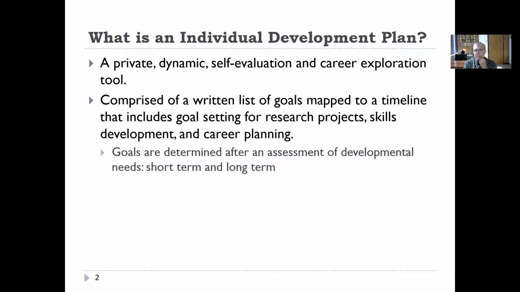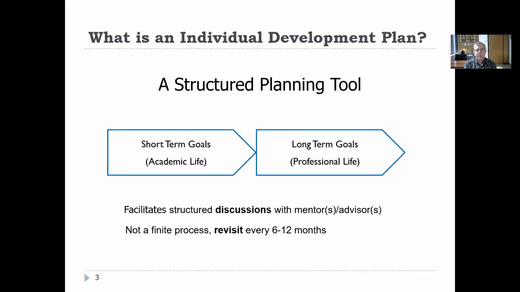It is going to be comprised of a written list of goals that you developed. No one else does it. You are going to be kind of the author of this thing to try to figure out what is it that you feel you're kind of deficient in, and what do you need to overcome those deficiencies? What can you develop within yourself between now and the time you graduate? So the goals are determined after you assess what those developmental needs are, and they're going to be assessed in terms of short-term and long-term goals. So all that sounds a little complicated, but hopefully we can work our way through this.